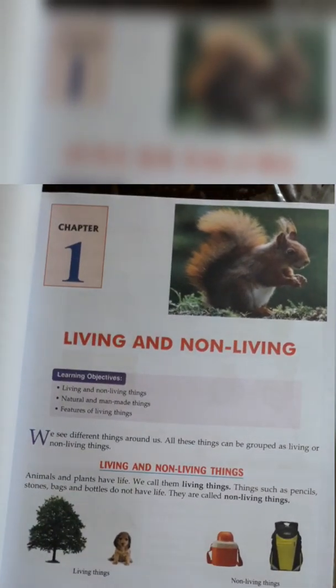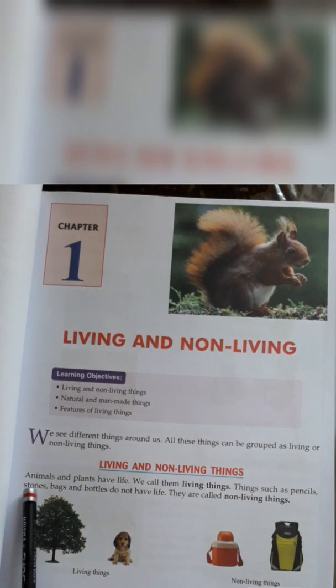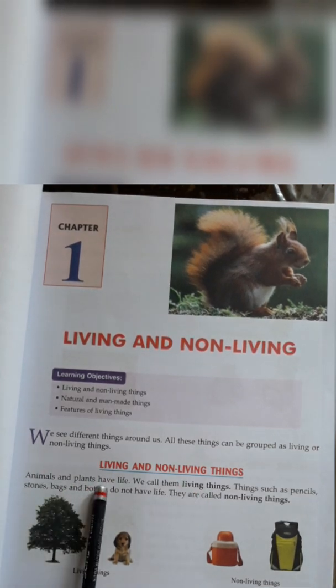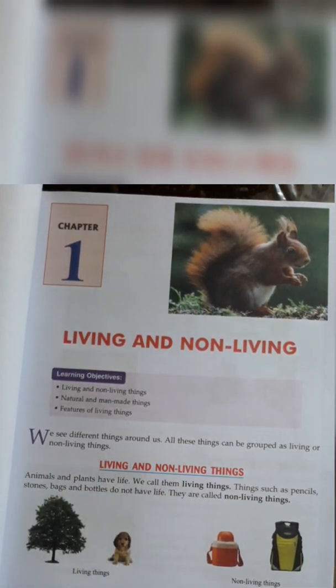So we see around us many things. They can be grouped as living or non-living things. Animals and plants have life. We call them living things. Things such as pencils, stones, bags and bottles do not have life. They are called non-living things.